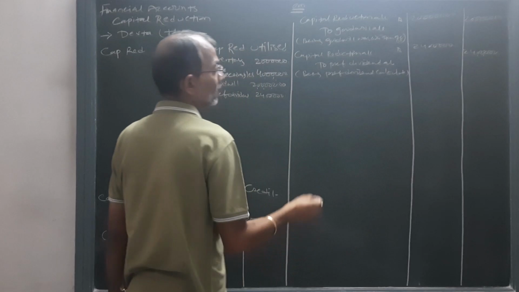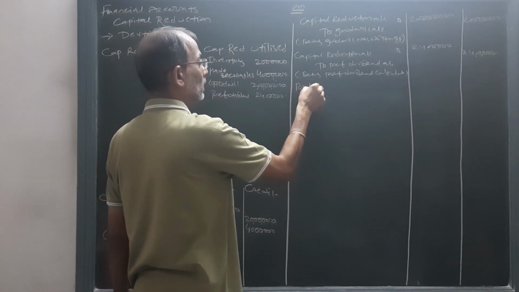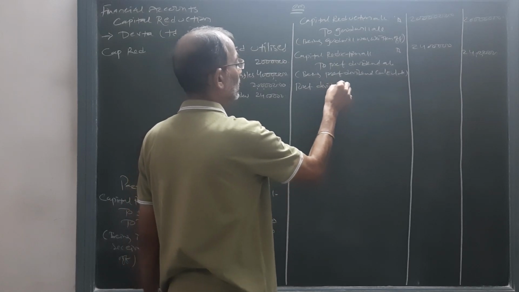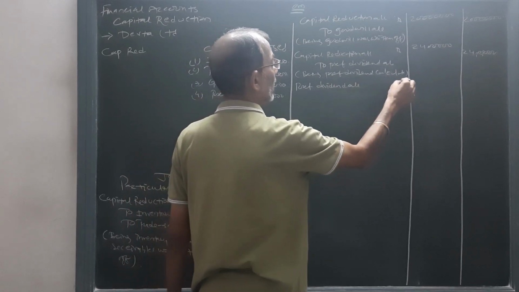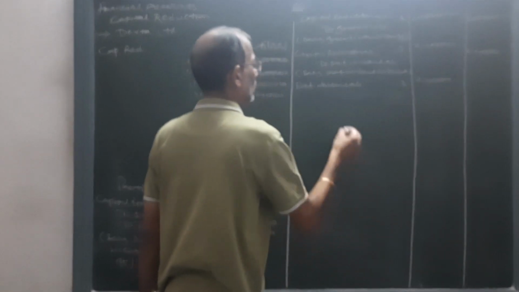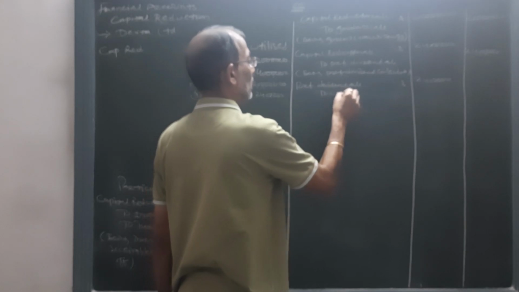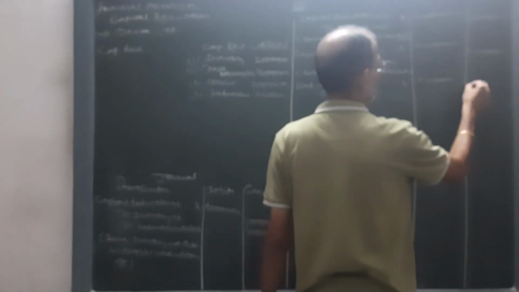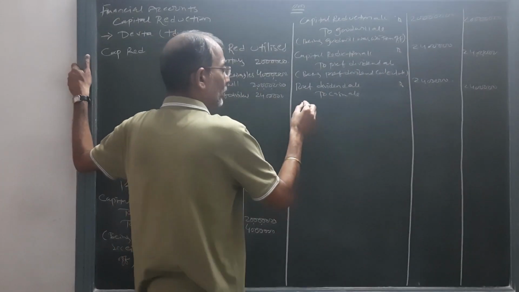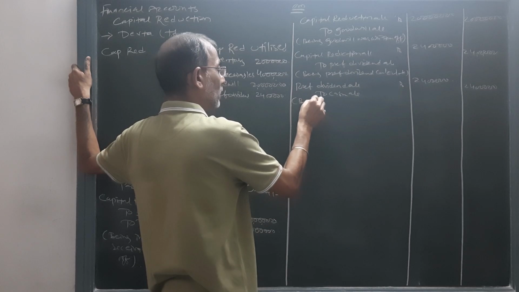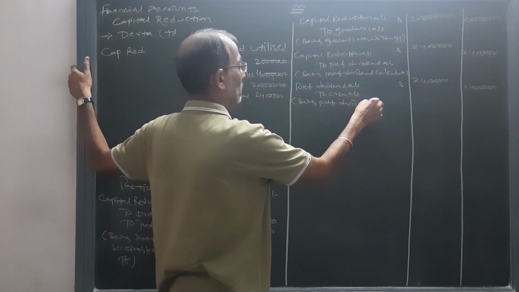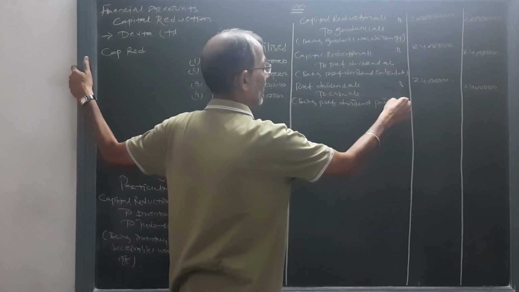calculated. Then this dividend will be paid in cash, so preference dividend account debit to cash account, being preference dividend paid in cash.